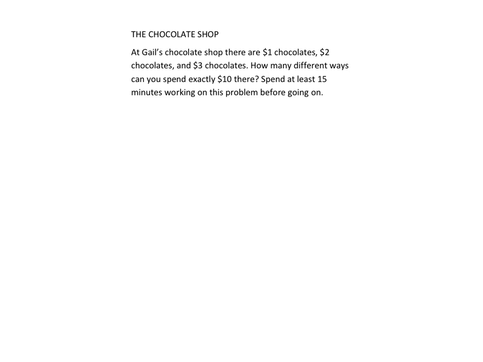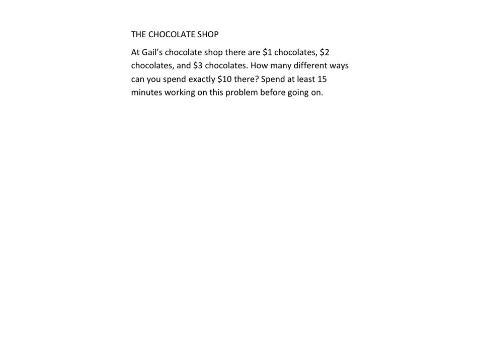Our problem-solving technique this week involves making a systematic list. We'll start with this problem. At Gail's chocolate shop, there's $1 chocolates, $2 chocolates, $3 chocolates. How many different ways can you spend exactly $10 there?